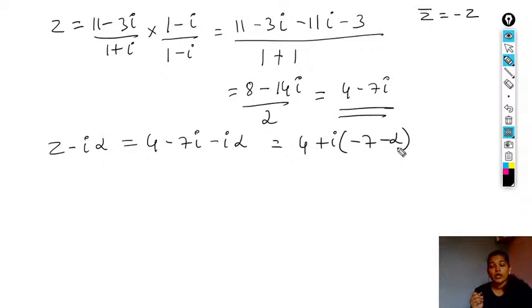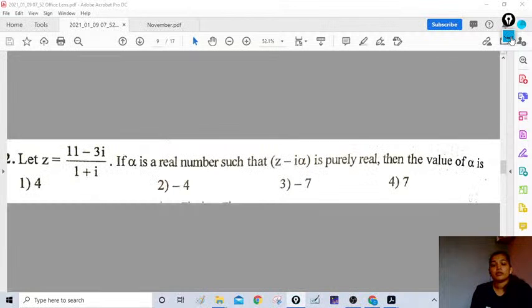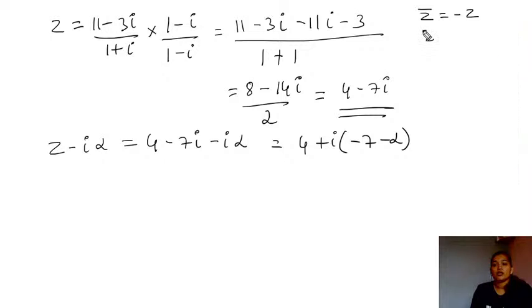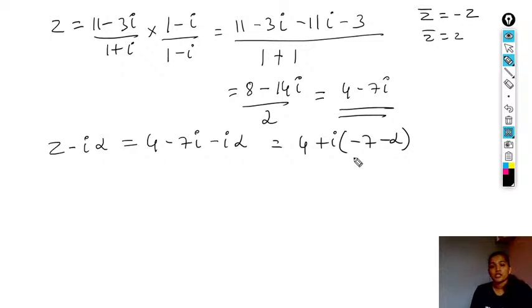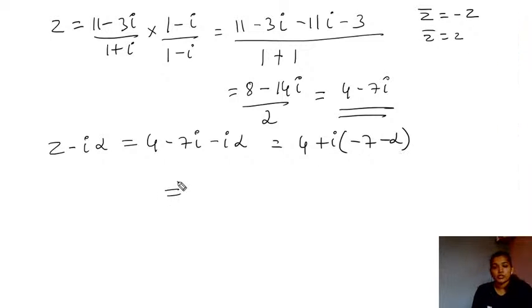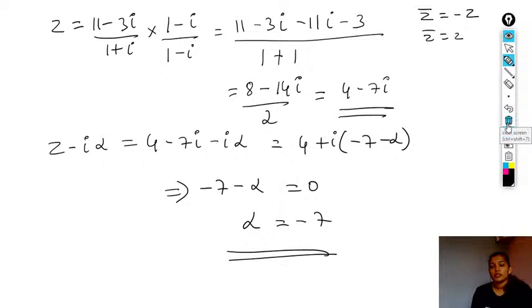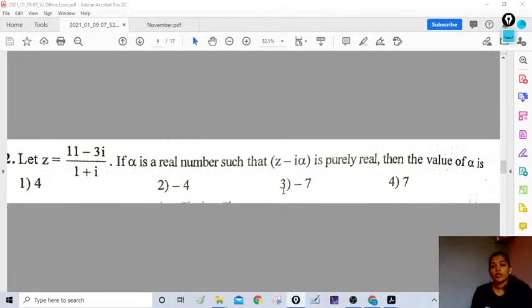Am I correct? Sorry, the question is to get the value for alpha given the complex number is purely real. When this is purely real, the imaginary value here will be equal to 0. So this implies minus 7 minus alpha is equal to 0. So the value for alpha is equal to minus 7. Okay, so the right answer for this question will be option number 3, that is minus 7 here.